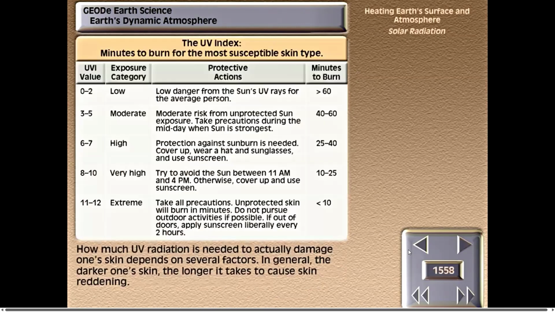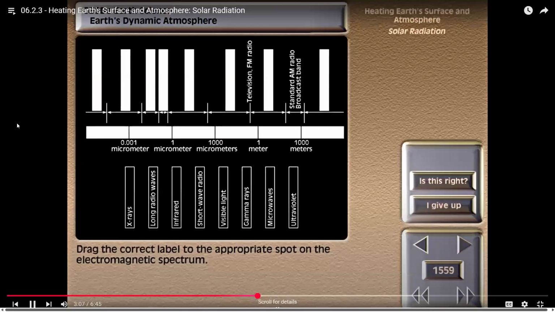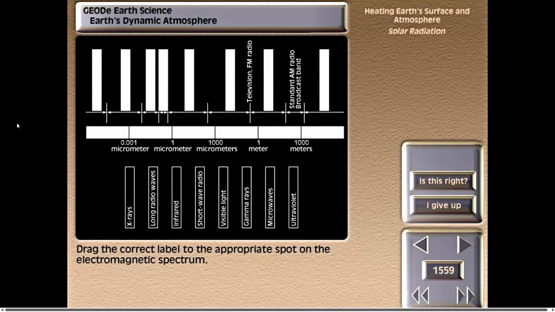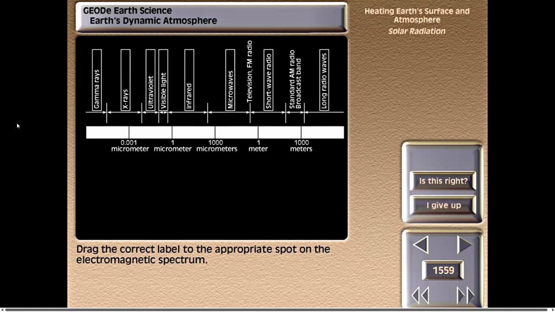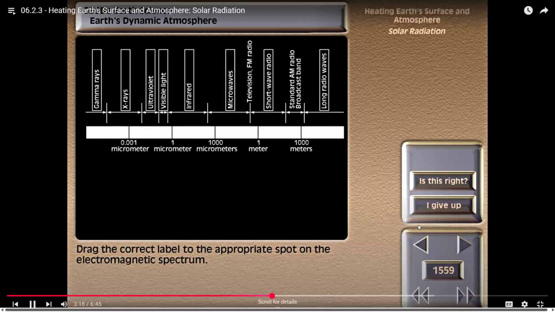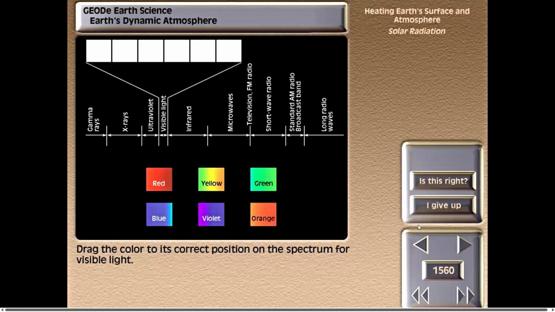How much UV radiation is needed to actually damage one's skin depends on several factors. In general, the darker one's skin, the longer it takes to cause skin reddening. Drag the correct label to the appropriate spot on the electromagnetic spectrum. Drag the color to its correct position on the spectrum for visible light.